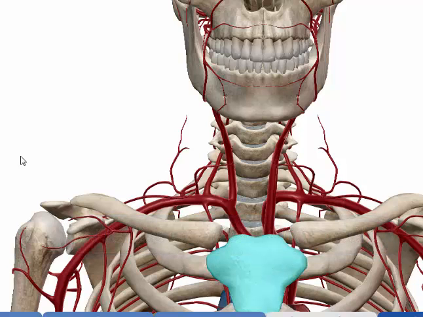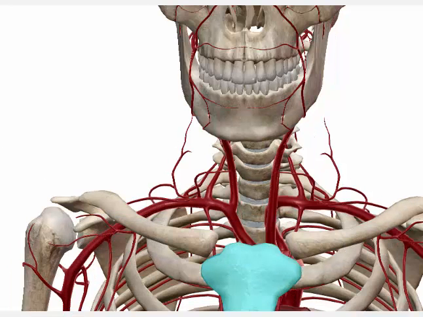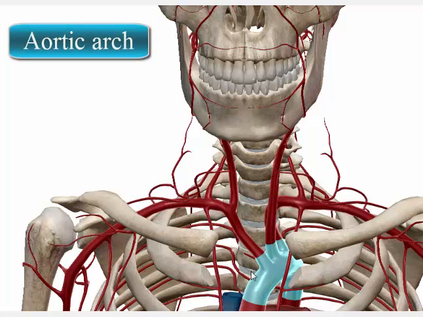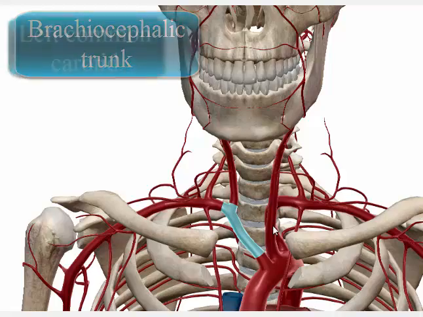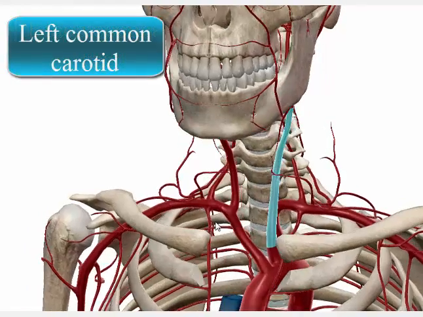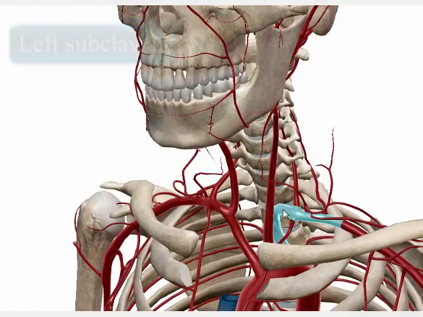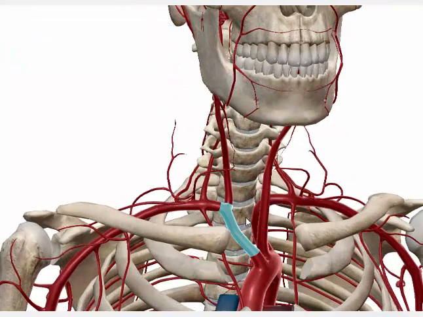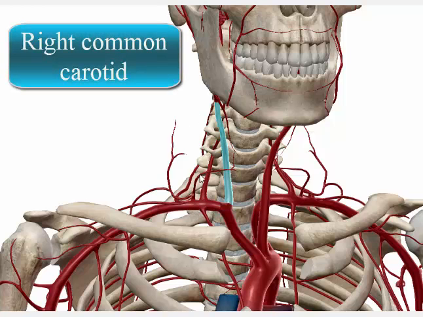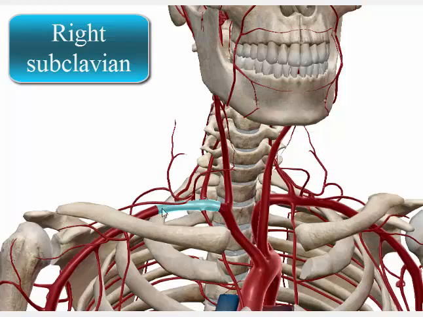The main arteries supplying the head and neck ascend from the aortic arch. These vessels are the brachiocephalic trunk, left common carotid artery, and left subclavian artery. In the supraclavicular region, the brachiocephalic trunk bifurcates into the right common carotid and right subclavian arteries.